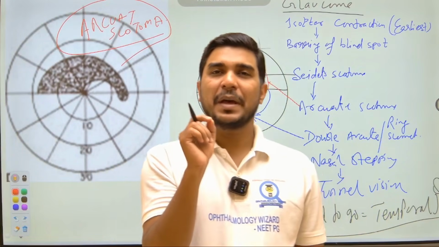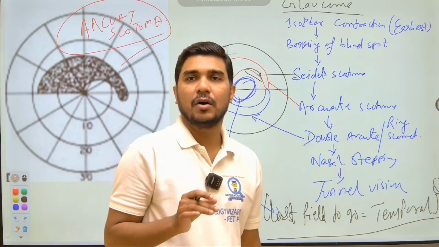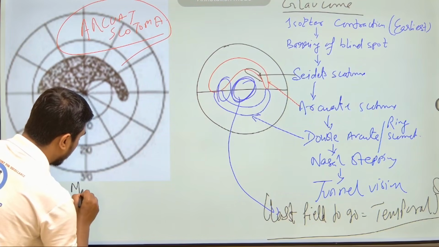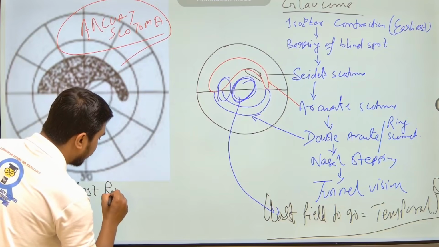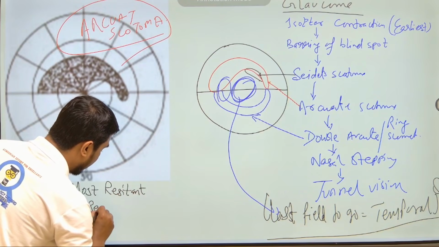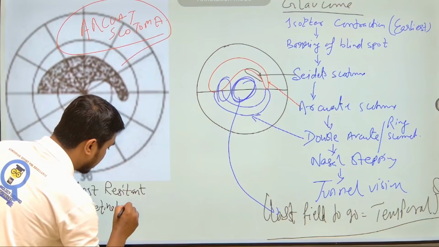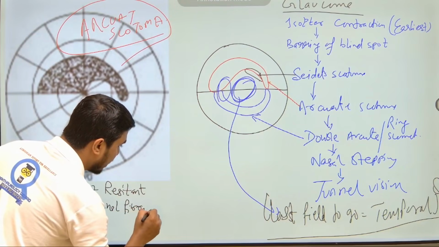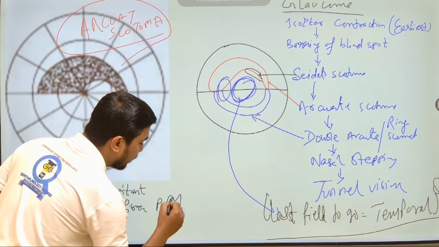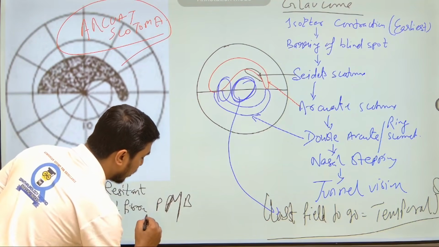One more important thing to understand is that the most resistant fiber is the papillomacular bundle, or macular fibers. So the most resistant retinal fibers are the papillomacular bundle.